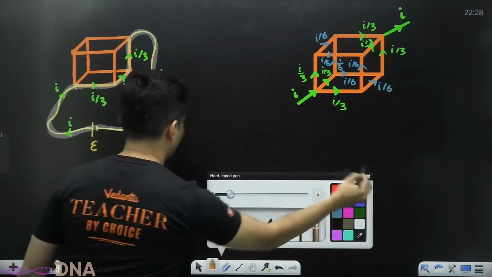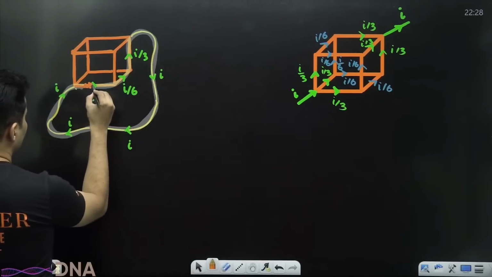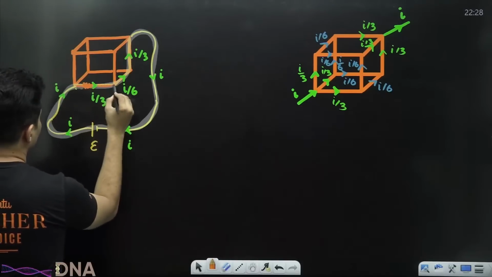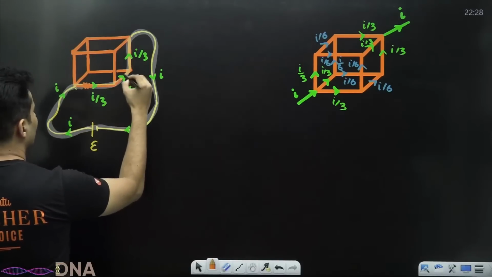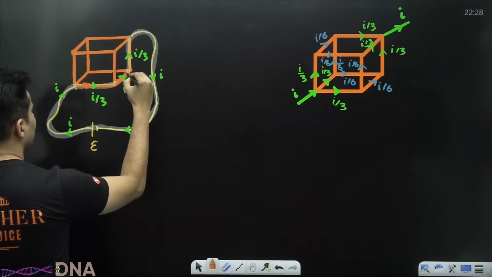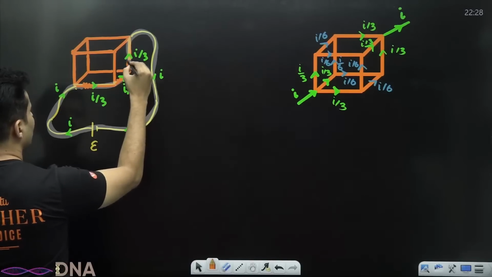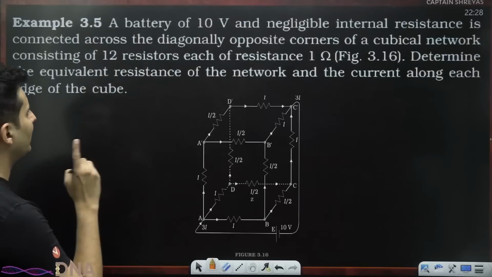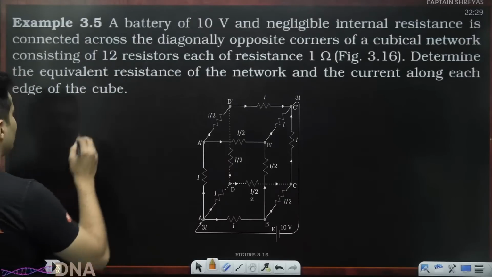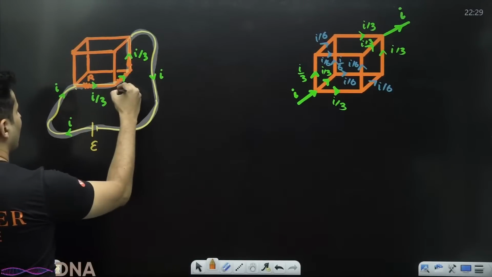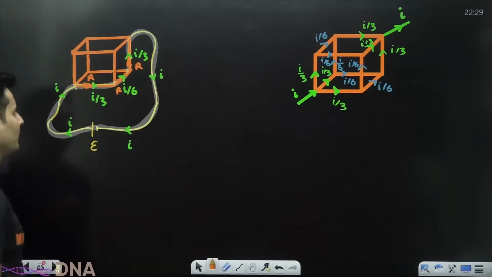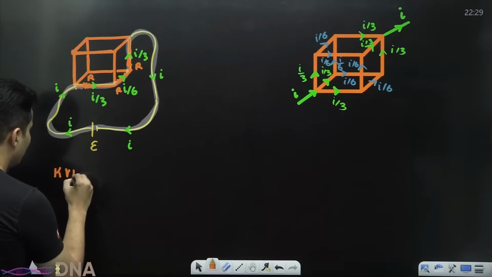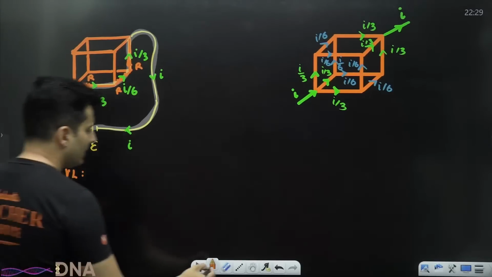Please remember, this is actually a resistor. Over here, this is actually a resistor. Even this over here is a resistor. Even this over here is a resistor. Don't forget that each resistance is 1 ohm each. Okay, so I'll just call it as R, R and R for now. Let's apply Kirchhoff's voltage law and see what we exactly get.